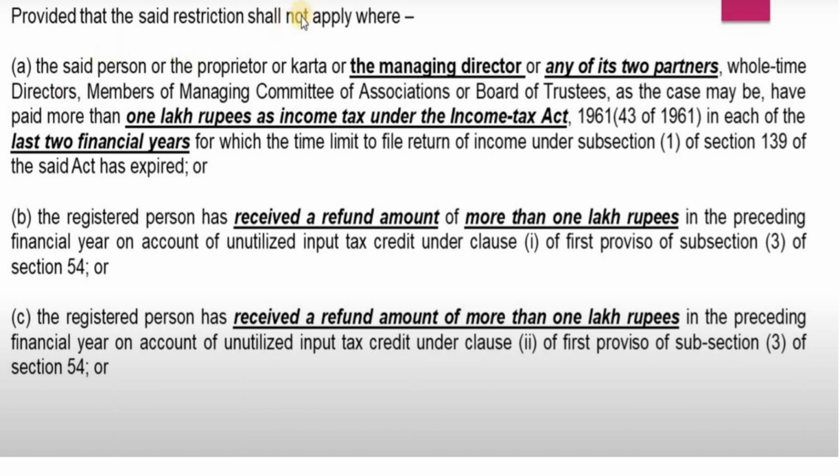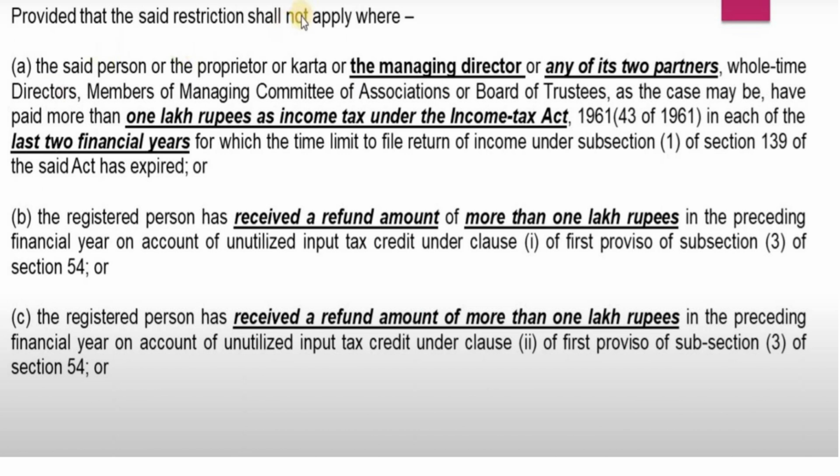I will not block their working capital. So those people, for the company managing director, or for partnership any of the partners, or for the company whole-time director, for the HUF Karta, or for any other people, if in the last 2 years, where the ITR date has passed, when was the ITR date for 23-24? For non-audit cases, 31st of July. It has passed. So for 23-24, if my partner for my firm has paid more than 1 lakh rupees of income tax, 1 lakh rupees, meaning what?